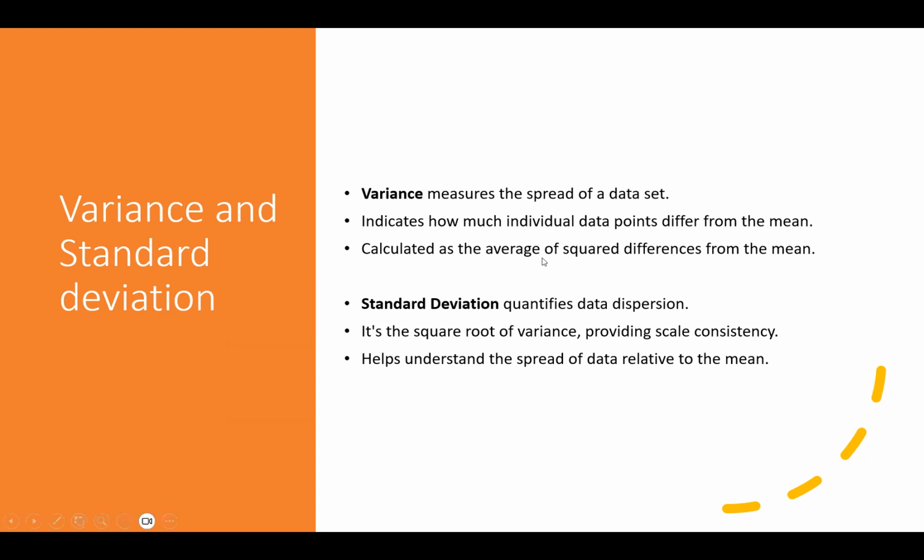Right? That's why we say it's the average of squared differences. So variance is telling you how compact your data is or how different your data is. I hope it's clearer with that now.